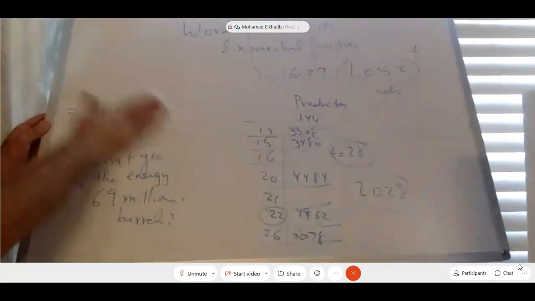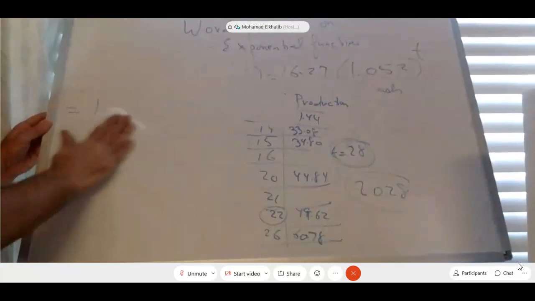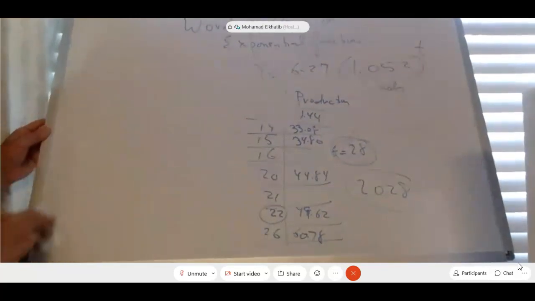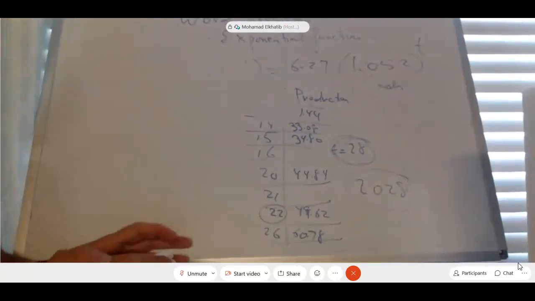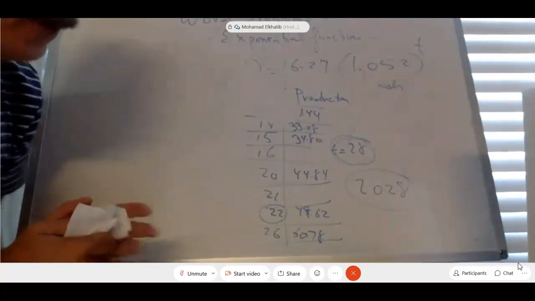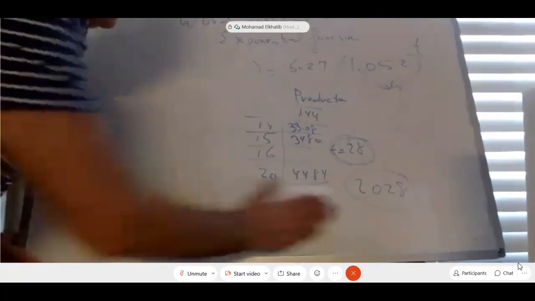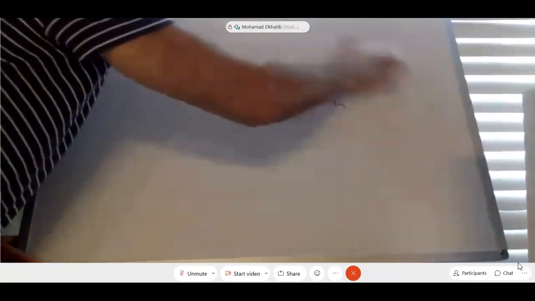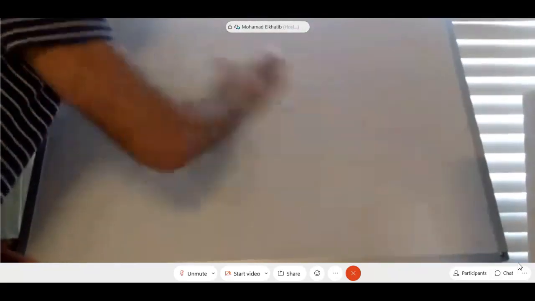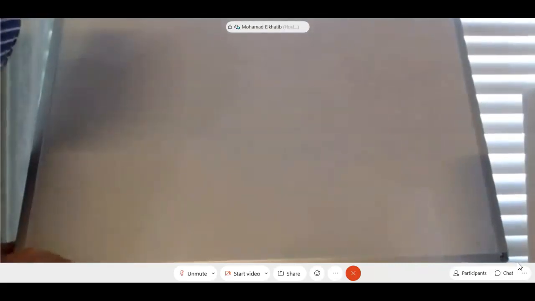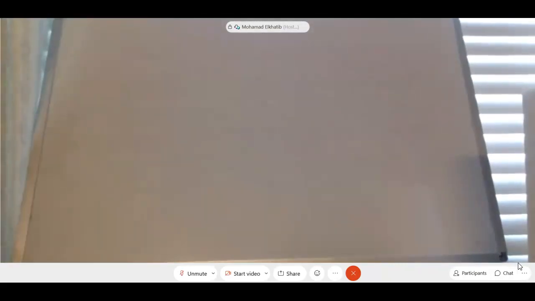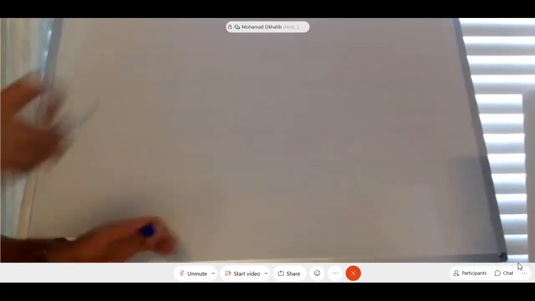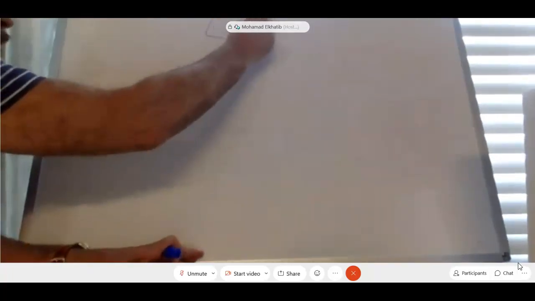All right. Now we're done with everything regarding exponential functions. You know how to graph them, you know how to find the value of an exponential function using the calculator, and you know how to do word problems. Now we're going to work on logarithms. I hope everybody has a calculator ready. Logarithms.